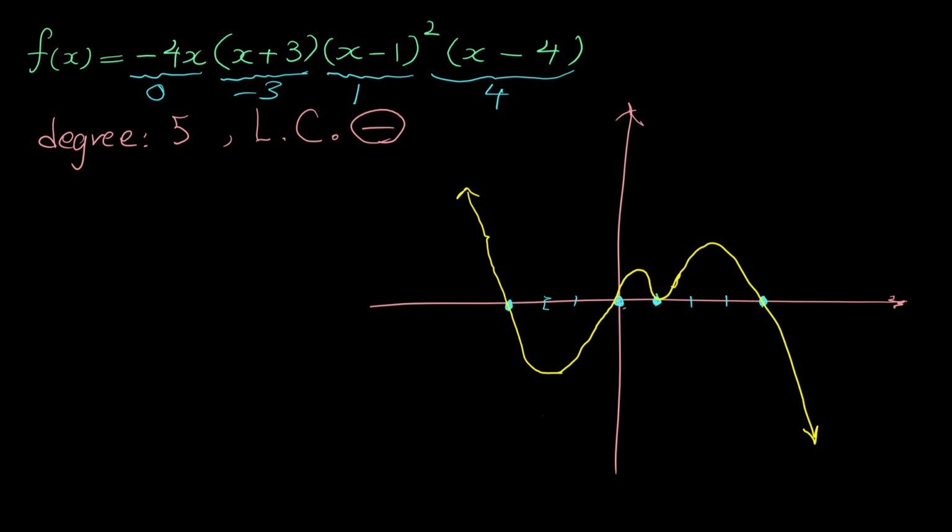So, we learned something new here. When we have a factor with multiplicity other than 1, here we had x minus 1 to the power of 2, then at those factors in the graph of the function, we have a bounce.